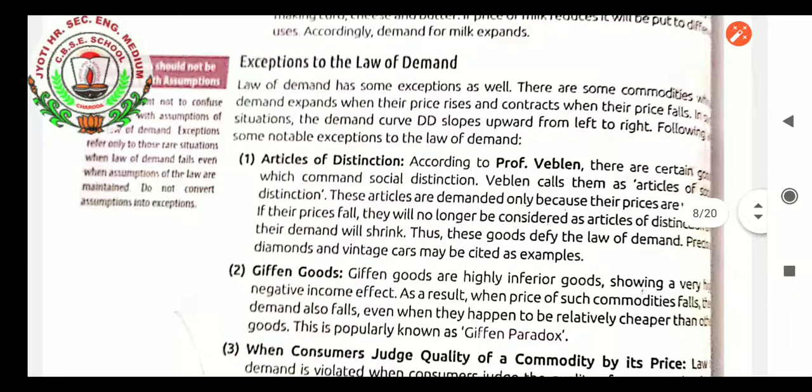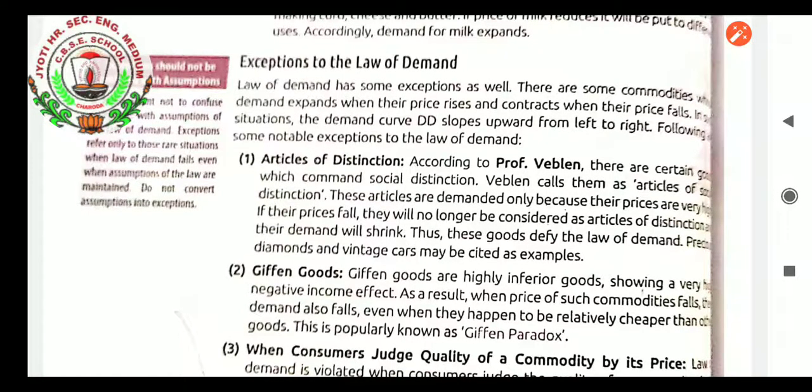Exemptions to the law of demand. When we think about exceptions to the law of demand, there are some commodities where demand expands when their price rises, and contracts when their price falls. In such a situation, the demand curve DD slopes upward from left to right. Following are some notable exemptions to the law of demand.